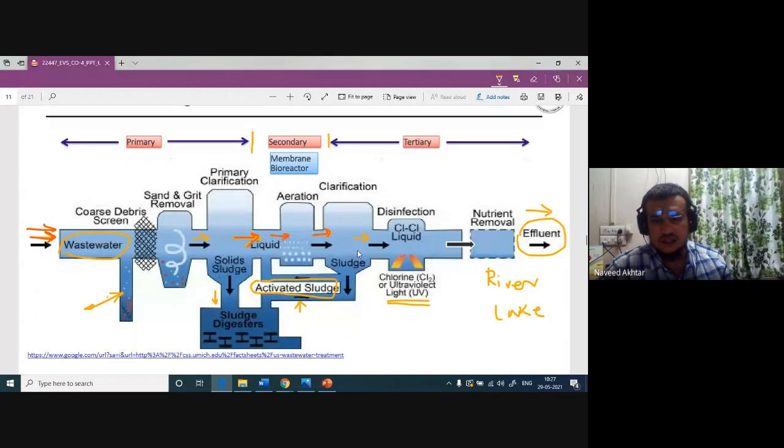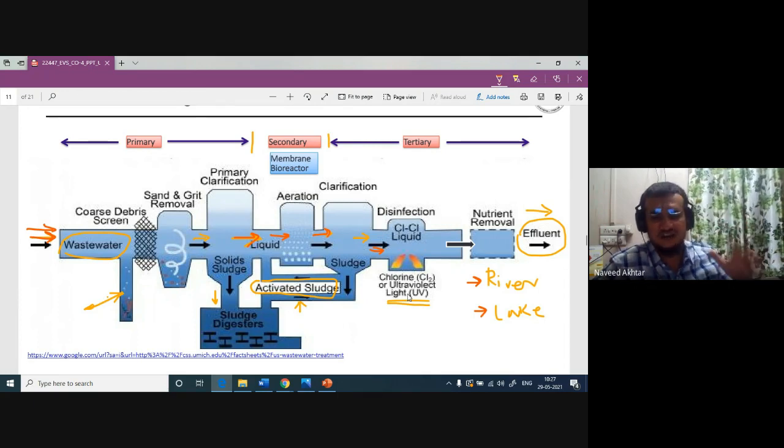Again, this treated water proceeds for disinfection to kill the microorganisms, bacteria and others, through chlorine or ultraviolet rays. After that comes the tertiary treatment, where the effluent is discharged to the river, lake or water bodies. So this is the simplified process of your sewage treatment: primary, secondary, and tertiary treatment.